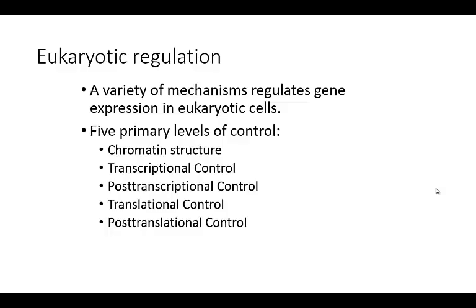In the last part of this week, we're going to talk just a little bit about eukaryotic gene regulation. The reason why we're going to focus on eukaryotic gene regulation is because they have many more ways that they can actually regulate how genes are being expressed and how much of those genes are being expressed. In eukaryotes, there are 5 primary levels or ways that they can control this gene expression. And today we're just going to talk about the first 3, the chromatin structure, transcriptional control, and post-transcriptional control. Next week we'll continue and talk about the translational and post-translational forms of control.